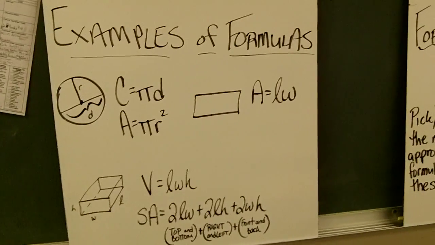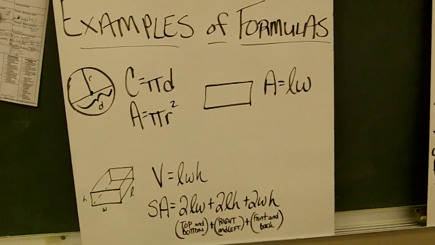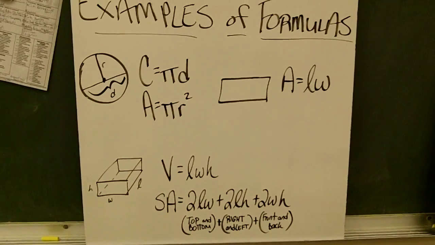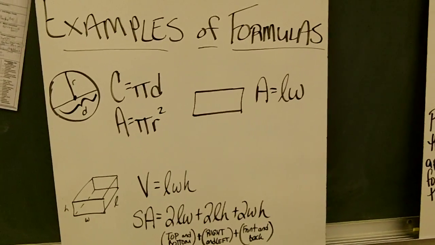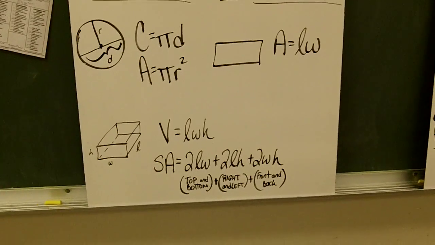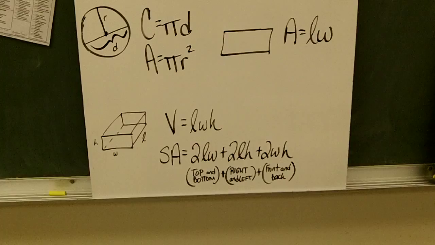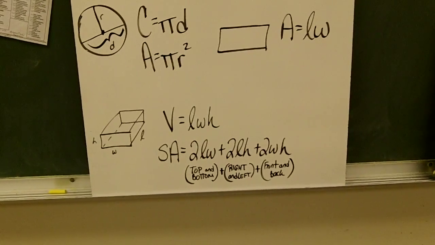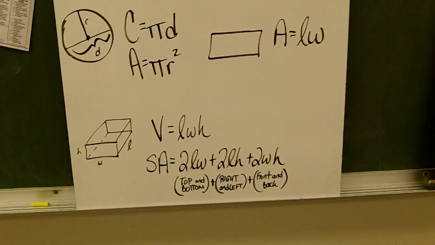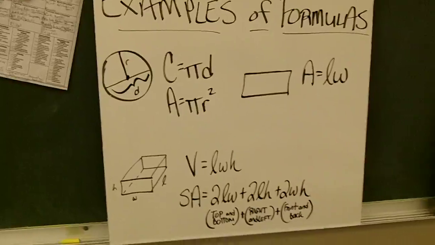Here are some examples of the formulas that you'll have contact with in this unit. We talk a lot about circumference and area of circles. We talk about basic area, triangles, which is not on there, but we'll get to it. Rectangles as well. But we also talk a lot about three-dimensional figures, rectangular prisms in particular, and how the volume and surface area can be calculated using those basic dimensions that we can find either by measurement or by just looking at a figure that has given measures. So we'll take a look at some of those now.